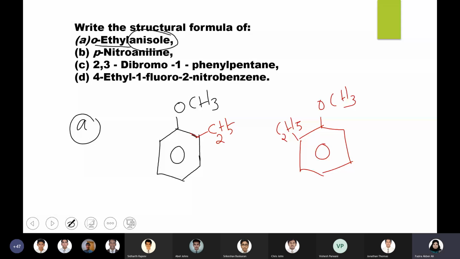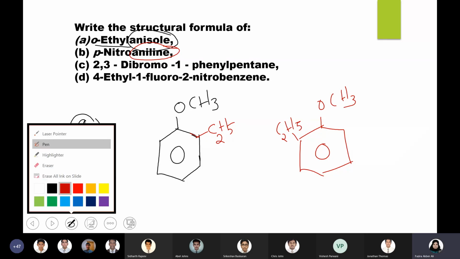Okay, let's do the second one. Para-nitroaniline. So you need to know what is the structure of aniline. Then with respect to that aniline, on the para position, you have a nitro group. So that is how you will draw the structure. You should know what is the first thing you need to draw. Then you can find the ortho and para positions.